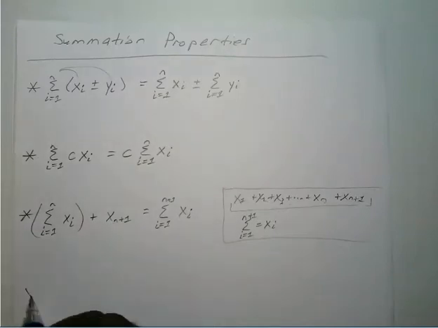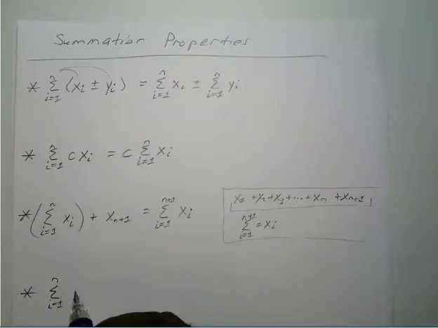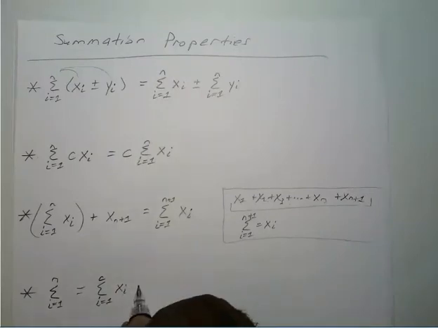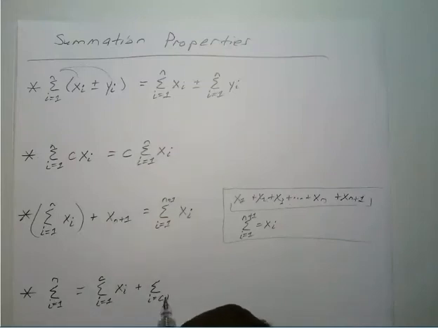And last but not least, you have the sum from i equals 1 to n. You can break that down into as many sums as you like. So if you wanted to, you can make that the sum from i equals 1 to some constant c of x of i plus the sum from i equals c plus 1 to n of x of i.